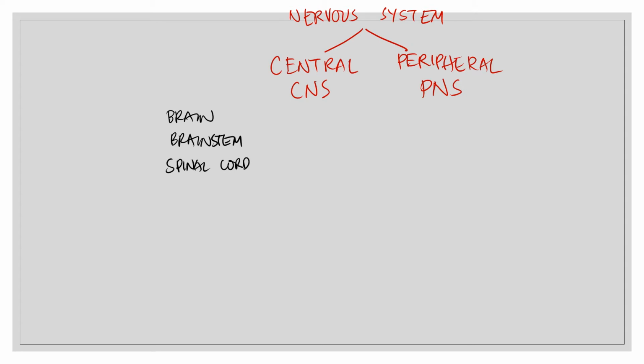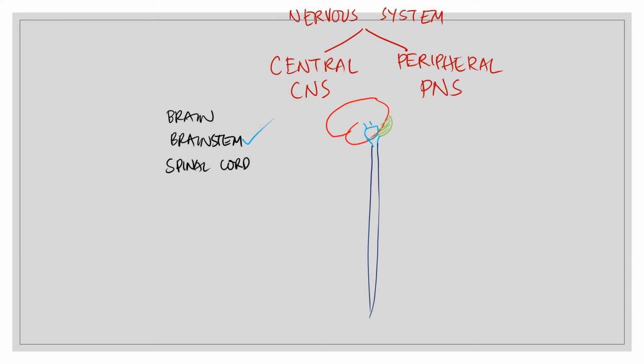Now, let's draw that. You have your brain, okay, your cerebral hemisphere there, and then you have your cerebellum, and then you have your midbrain, your pons, medulla. Okay, those three make up your brain stem. And then you have your spinal cord there. So that's your CNS: brain, brainstem, and spinal cord.